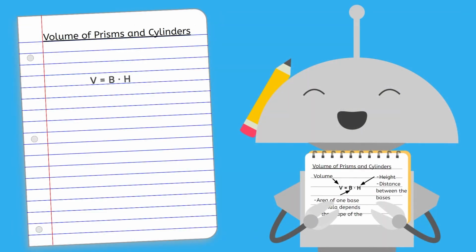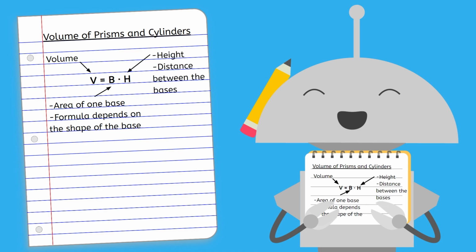Now you can calculate the volume of prisms and cylinders. You know that capital B stands for the area of a base, and how we calculate that can vary from problem to problem, since you will see bases that are regular polygons, triangles, rectangles, and circles. You also know that capital H stands for the height of a prism or cylinder, and that's the same as the distance between the bases.